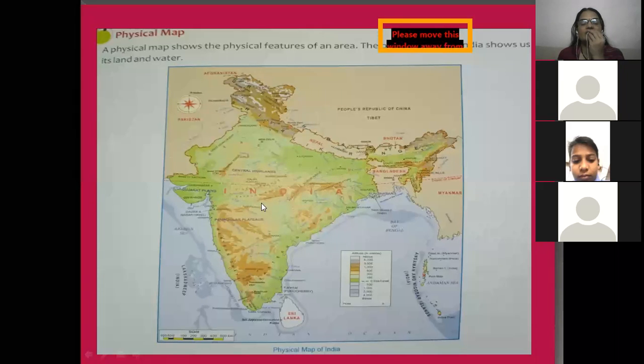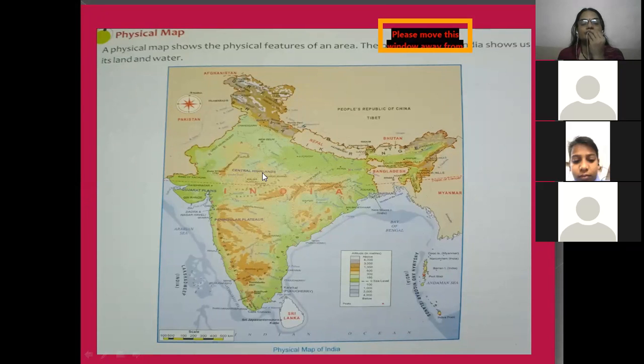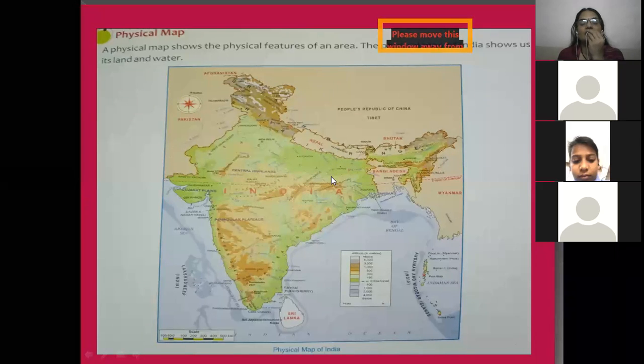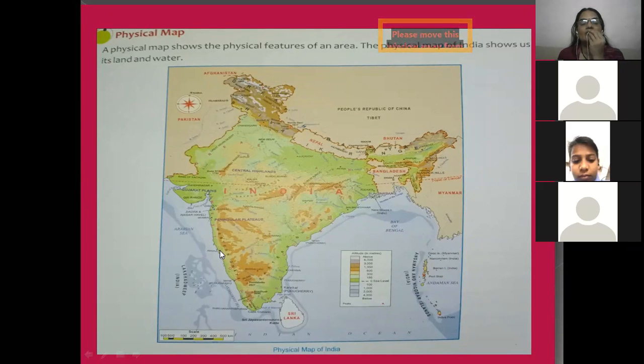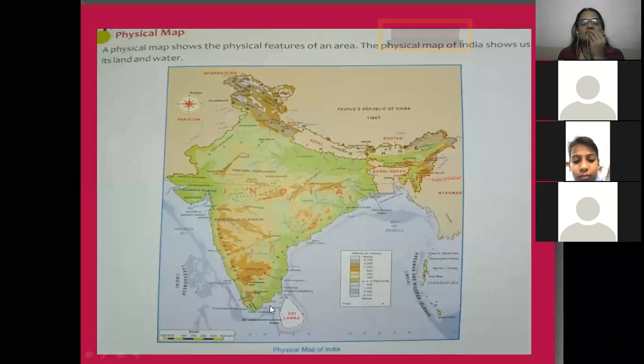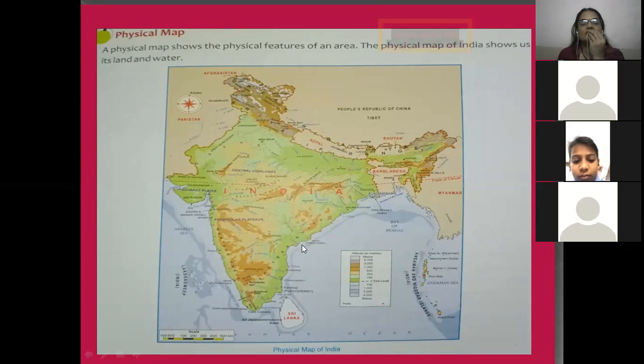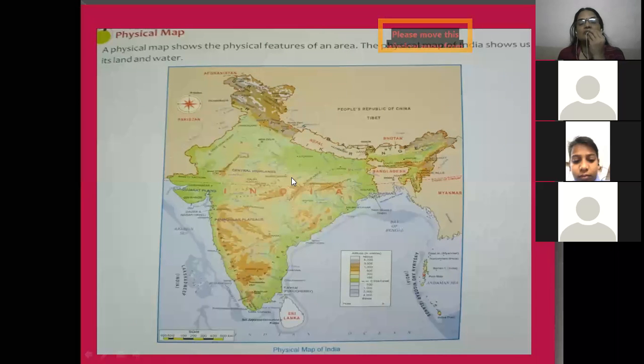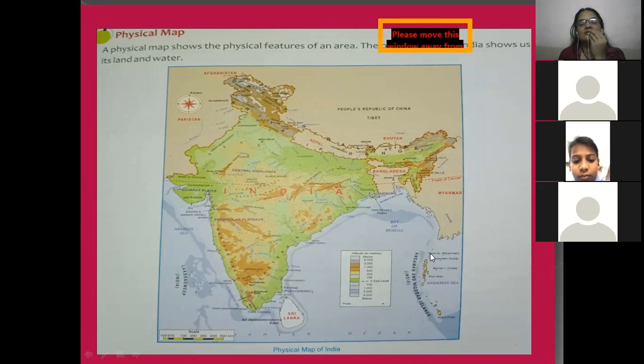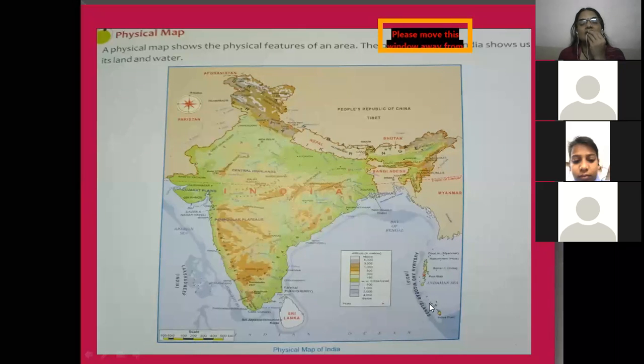In this Deccan Plateau there are the Malwa Plateau and the Central Highlands, and the Chotanagpur Plateau is also found. This part is the coastal plains on both the sides, eastern coastal plains and western coastal plains. These are all the coastal plains, and these are the Lakshadweep Islands, and these are the Andaman and Nicobar Islands. These are all also part of India. So that is about the physical features.